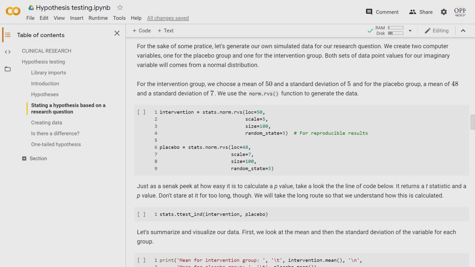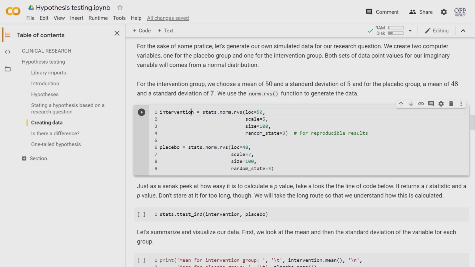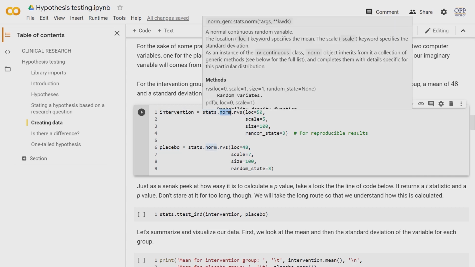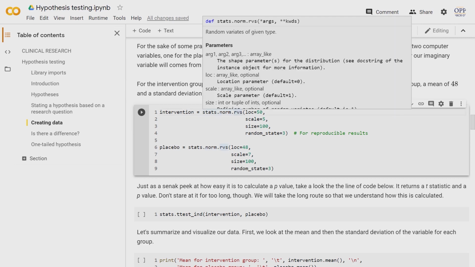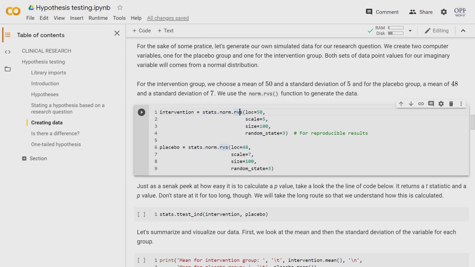So I'm going to create my two groups. I'm going to create 100 participants in each group, and you see I've named them placebo and intervention. I'm going to use this rvs function from the stats module in the SciPy library, and we're going to simulate some values from a normal distribution. So in the intervention group we say stats.norm.rvs. rvs is going to select at random. Loc equals 50, that means location, which is a term for the mean. So a mean of 50, a standard deviation of 5 by the scale, a size of 100.